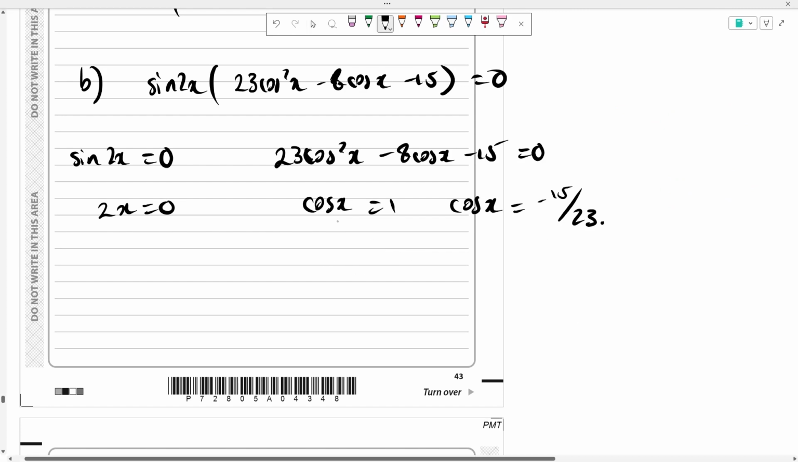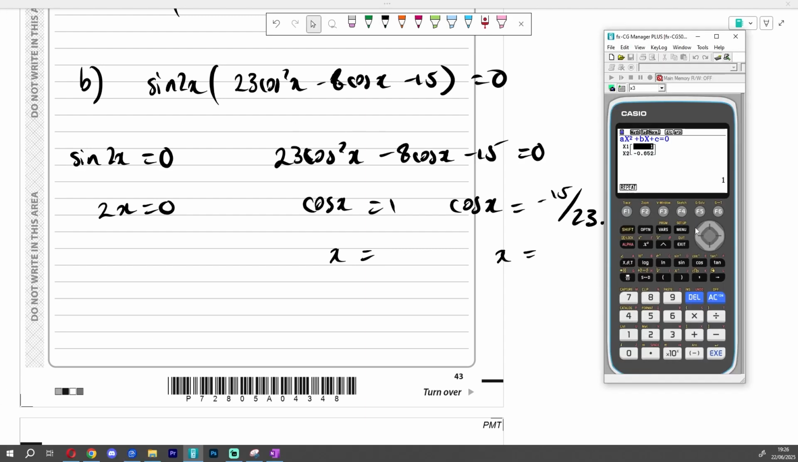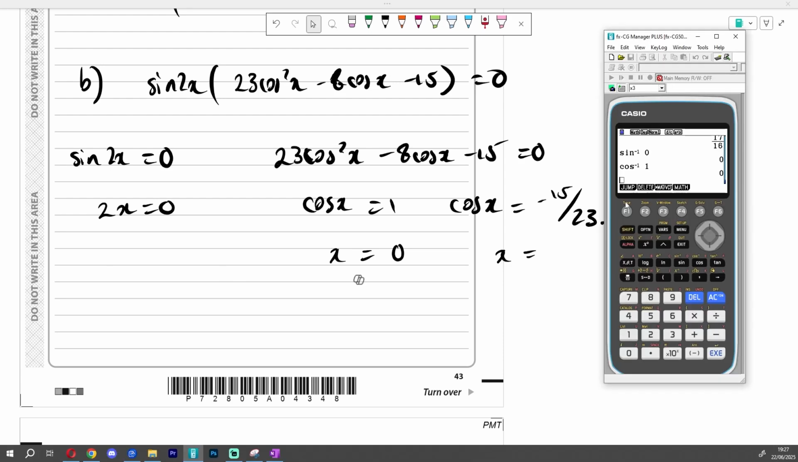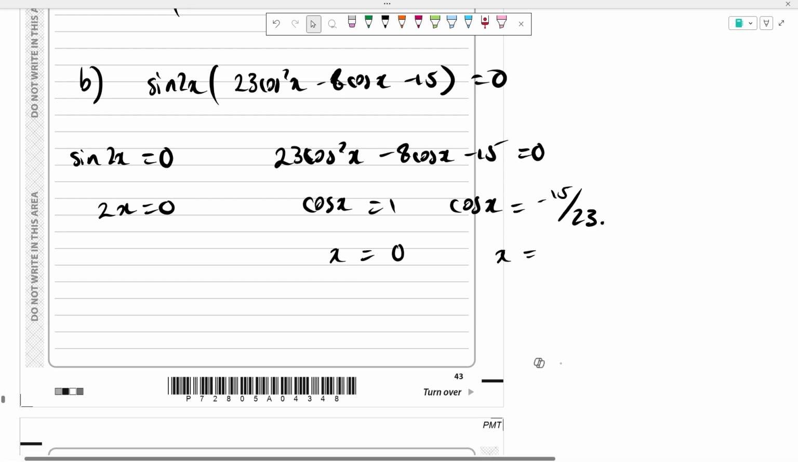and always just double check, is it in radians, is it in degrees? In this case we are working in degrees, so I'm going to quickly change my calculator to degrees because I think I am in radians. Yeah, I'm in radians. Let's quickly change this to degrees. Okay, so inverse cos of 1 is just 0, and what we have here for the last one, inverse cos of minus 15 over 23 gives you 130.7.